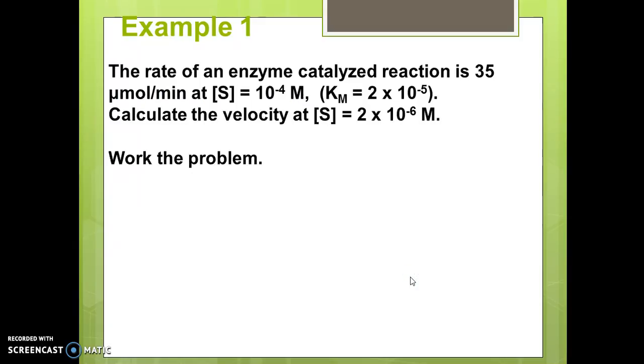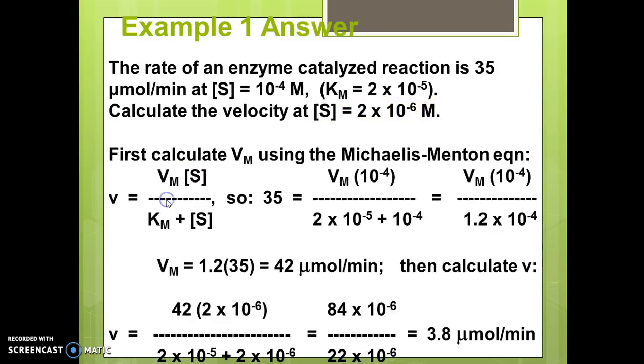Now let us see two examples. The first question tells us the rate of an enzyme catalyzed reaction is 35 micromole per minute at substrate concentration equal to 10 to the power minus 4 mole, where Km is equal to 2 into 10 to the power minus 5. Calculate the velocity at substrate concentration equal to 2 into 10 to the power minus 6 mole. Now let us see the answer.